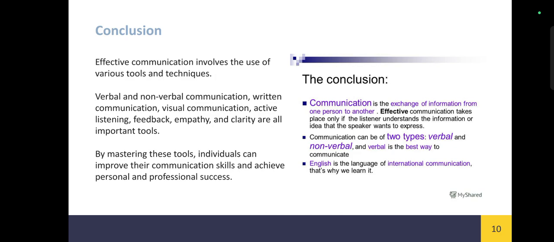Communication is the exchange of information from one person to another. Effective communication takes place only if the listener understands the information or the idea that the speaker wants to express. Communication is generally of two types. They are verbal and non-verbal communications. And verbal is the best way to communicate. English is the language of international communication. That is why we learn it.